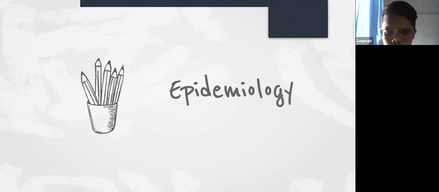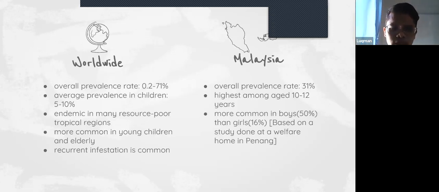We go to the epidemiology. Worldwide, the overall prevalence of this scabies infestation in multiple literature can be 0.2% to 71%. The 71% is especially in India, in poor tropical, overcrowded, overpopulated countries, where there is high prevalence of these cases. In the poor tropical countries also, the average prevalence in children is around 5 to 10%, which is a lot. It is endemic in many resource-poor tropical regions, more common in young children and elderly, and recurrent infestation is common.